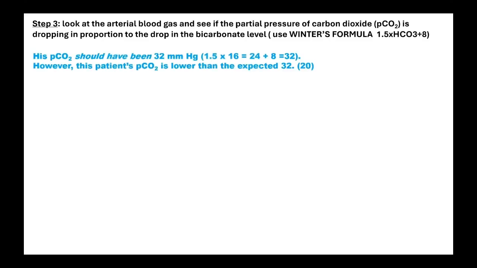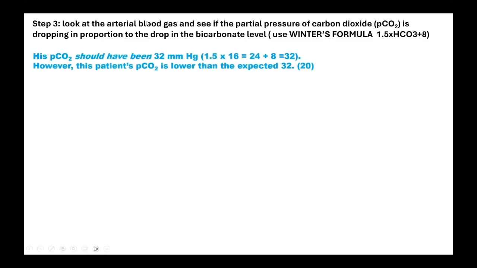Now step 3. Look at the arterial blood gas and see if the partial pressure of carbon dioxide is dropping in proportion to the drop in bicarbonate using Winter's formula. What is Winter's formula? Expected PCO2 is equal to 1.5 times bicarbonate.